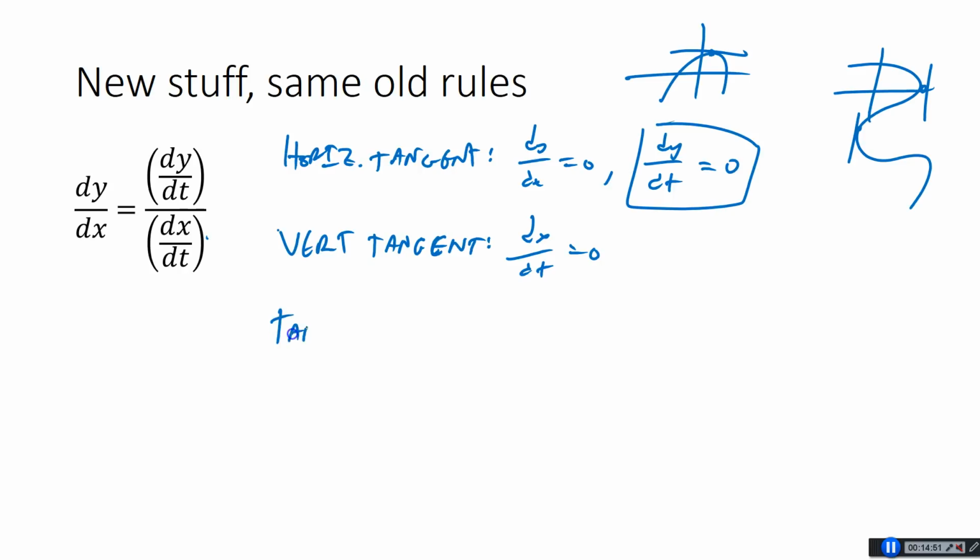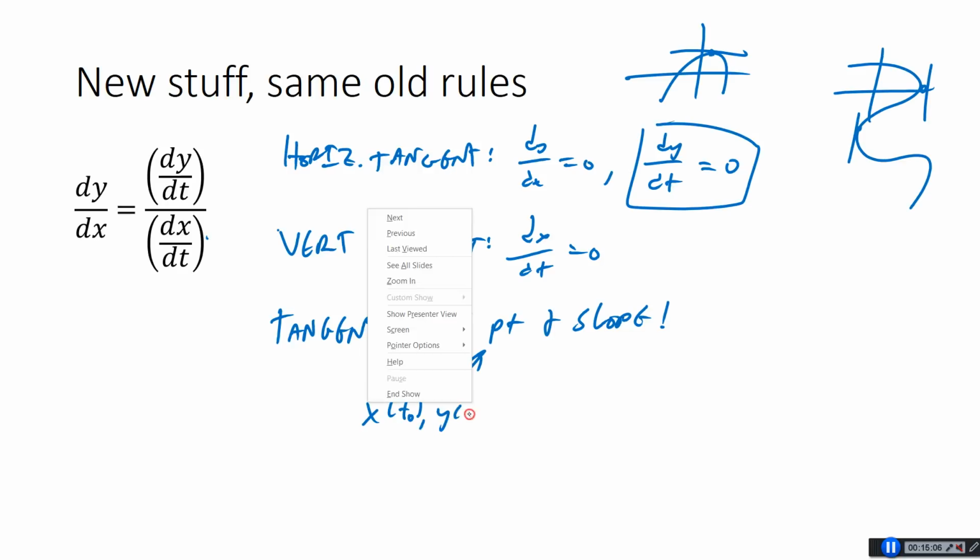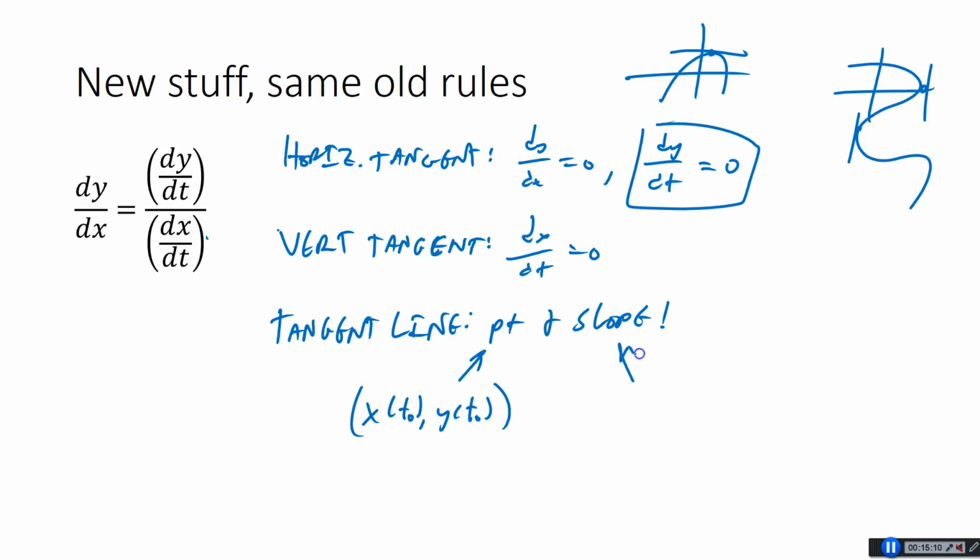And then a tangent line, nothing changes about the tangent line. What does it always need? A point and a slope. So for the point, if they say at t equals 1 or something, then you would just do x of t0, comma y of t0. Whatever that t is that they give you, t0, that's going to give you the point. For the slope, just remember, dy dt over dx dt.